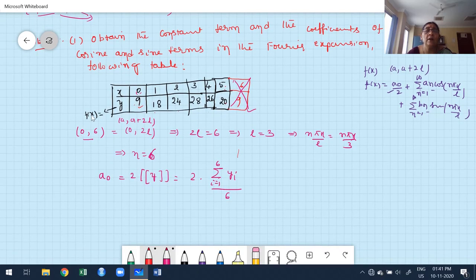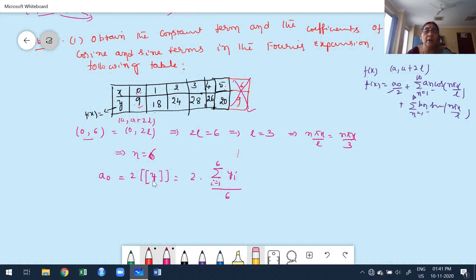Keep in mind f of x varies. This function depends upon which variable is given in the second row. Based on that, we are going to write. What is my a1? a1 is nothing but twice the mean of y into cos of n pi x by 3. But what is n? n is equal to 1. Therefore, what we get is cos of pi x by 3.